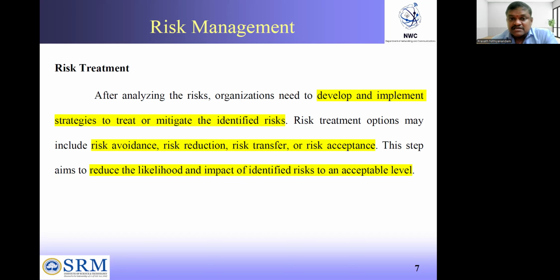And the next one is risk treatment. After analyzing the risk, organizations need to develop and implement strategies to treat or mitigate the identified risks. The risk treatment options may include risk avoidance, risk reduction, risk transfer, or risk acceptance. The goal is to reduce the likelihood and impact of the identified risks to an acceptable level. As an example, a retailer purchases cyber insurance, that is the risk transfer, and implements two-factor authentication, which we call risk reduction, for employee logins.